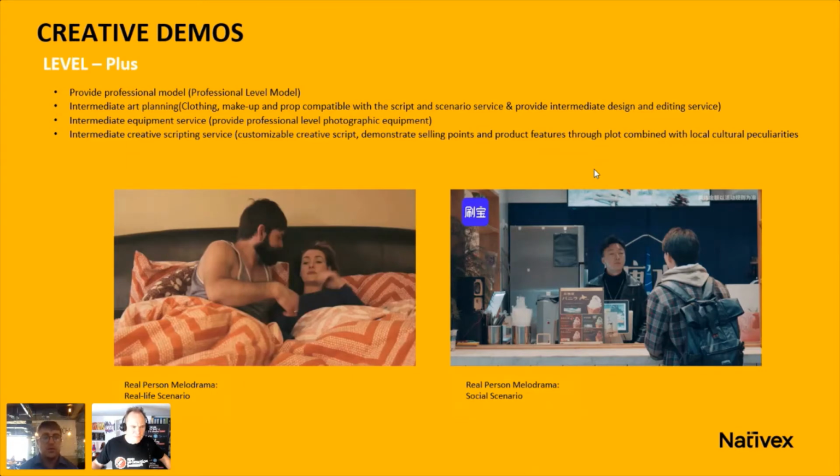All right, great. Okay, so the last level is actually the level plus, which includes professional models that we are using for the ads, which includes intermediate art planning, equipment service, and actually the intermediate creative scripting service, which basically means customized creative script for your brands, including demonstrating the selling point, the product features, and basically making sure the commercial fits your brief 100%.